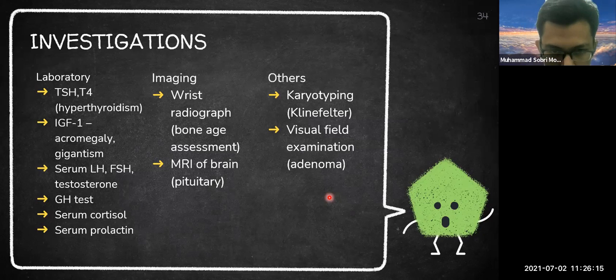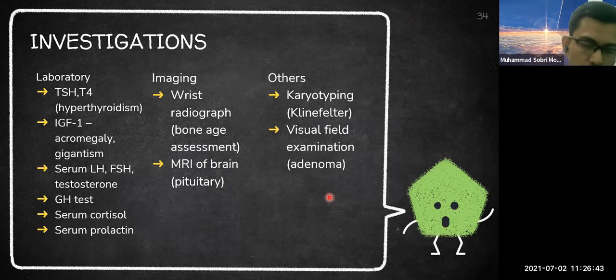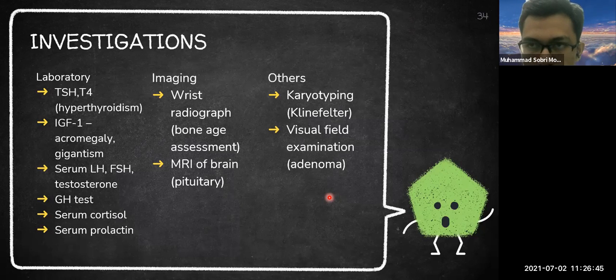And imaging, the wrist radiograph to assess the bone age. As I mentioned before, the MRI of brain to exclude the pituitary adenoma, and similar to the short stature, karyotyping to diagnose the syndrome, and also the visual field examination, in which it will be affected in patient with pituitary adenoma, as the mass of the pituitary will affect the optic chiasm and cause visual field disturbance.